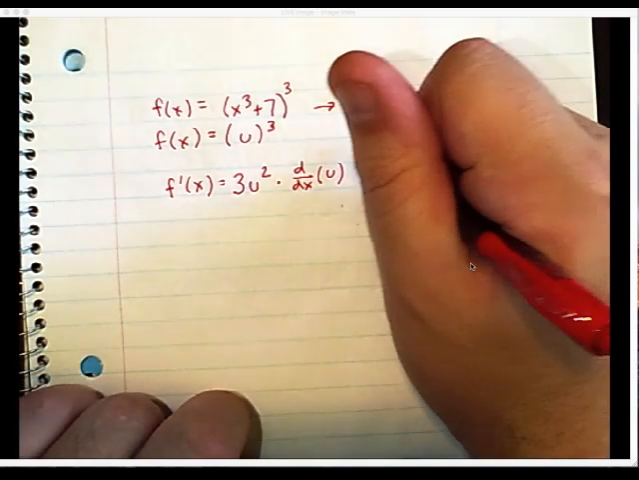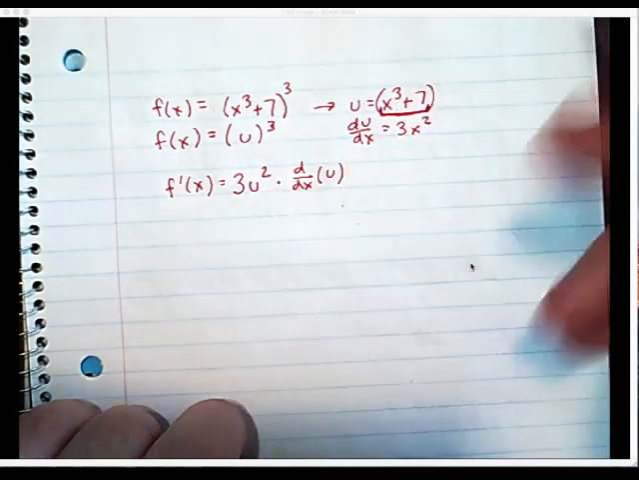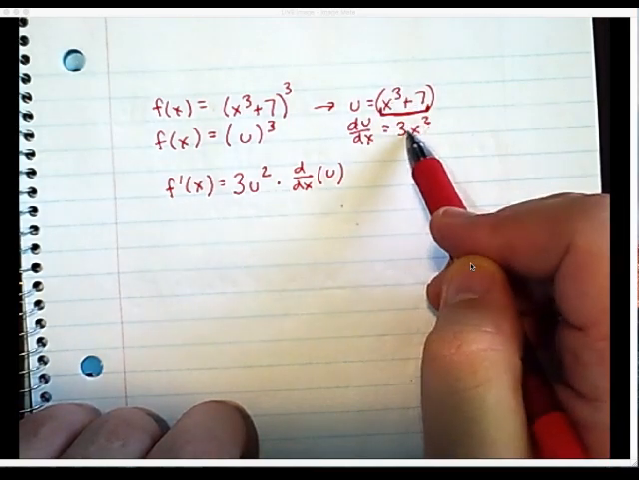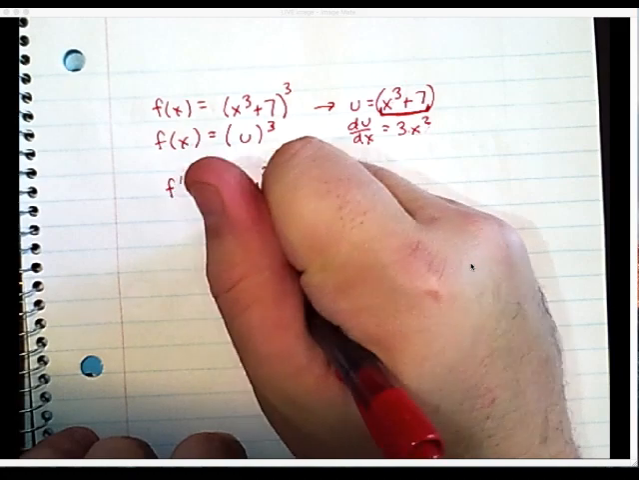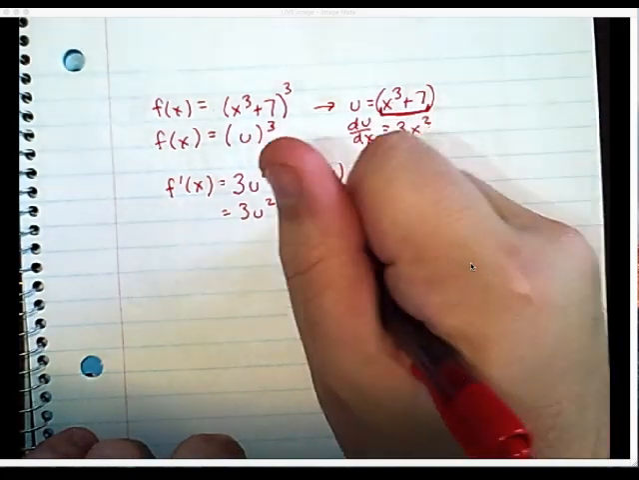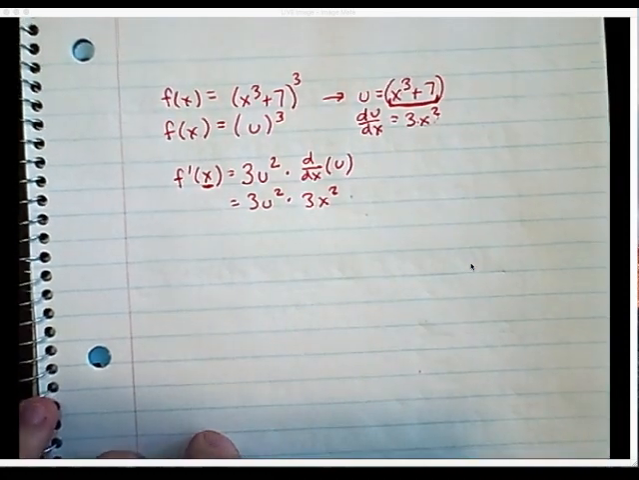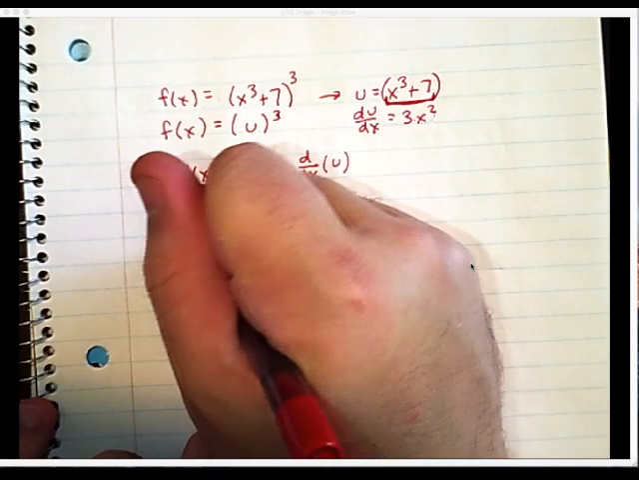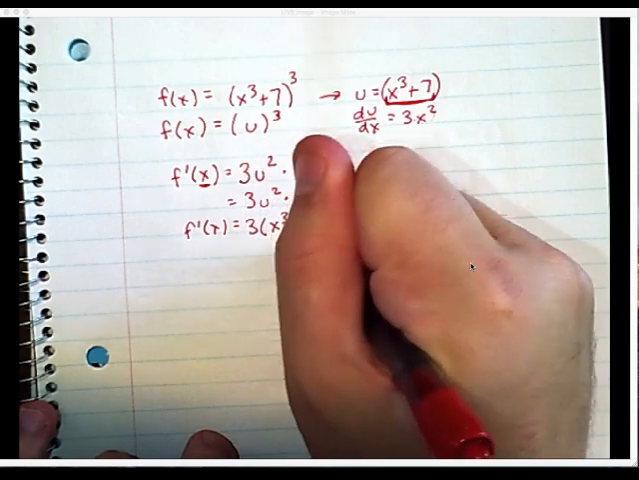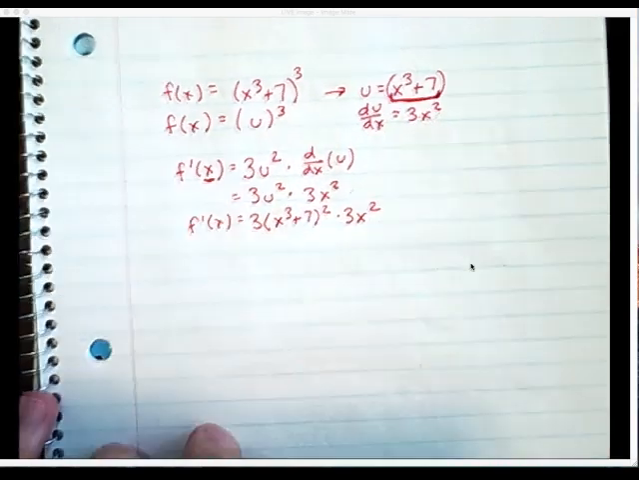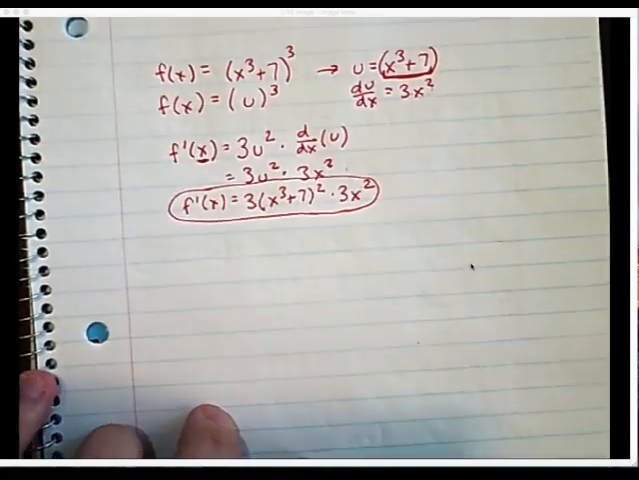In other words, if I wanted to find du dx, that would simply be 3x squared, because the derivative of this is 3x squared. The derivative of this is just 0. So I would have to take 3u squared times 3x squared. But the issue is everything needs to be back in x terms, not u terms. So I have to resubstitute whatever that u was. That u was x cubed plus 7. Okay. So this would be the derivative of that case.